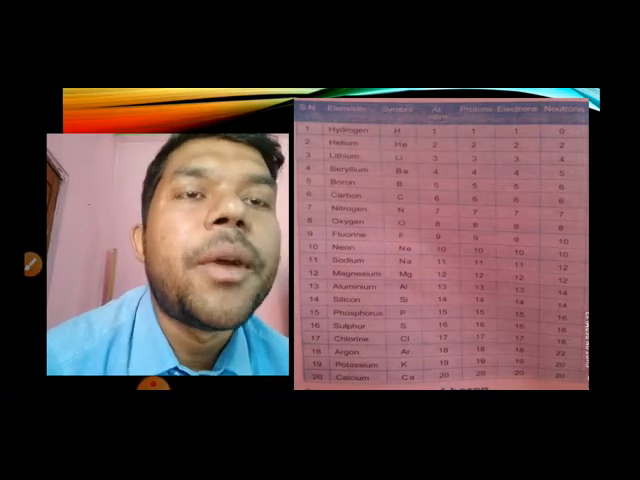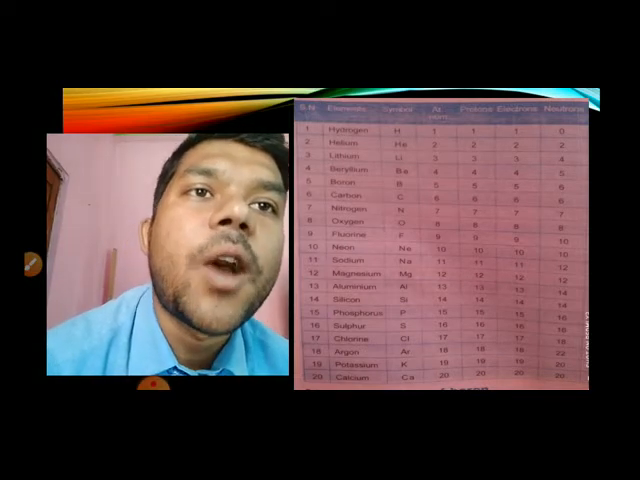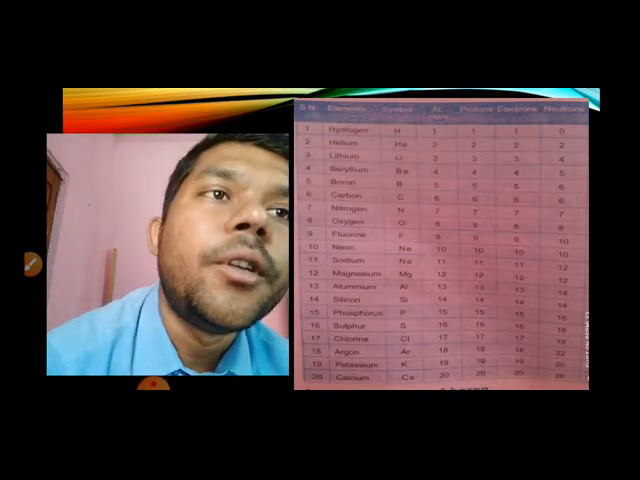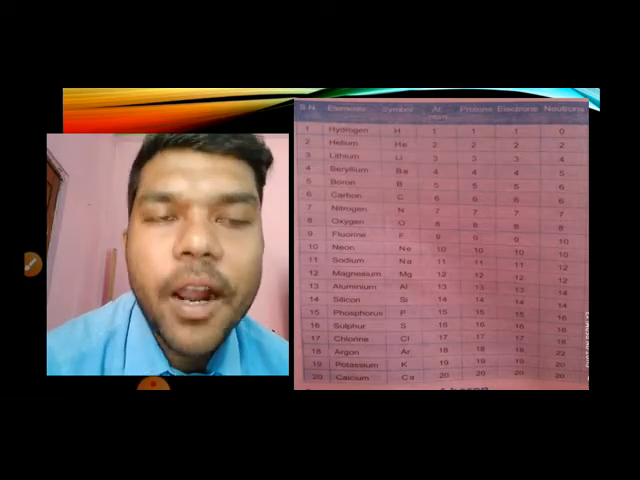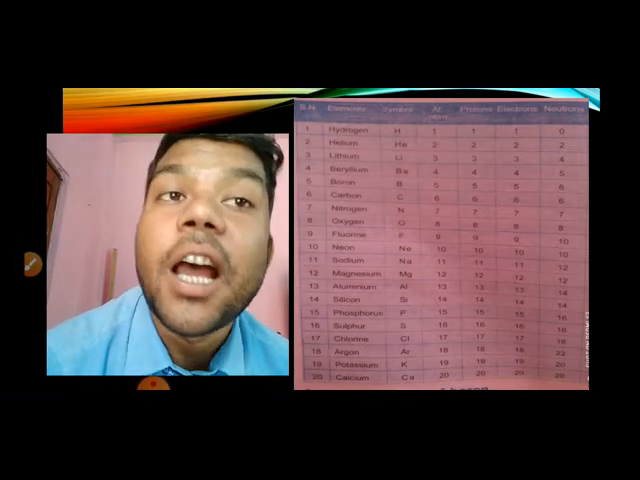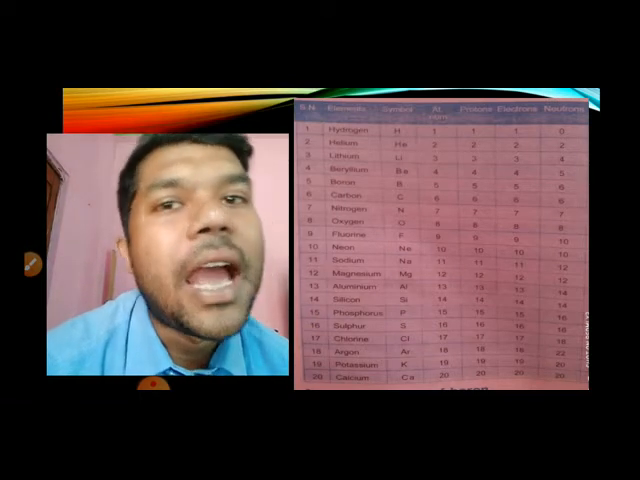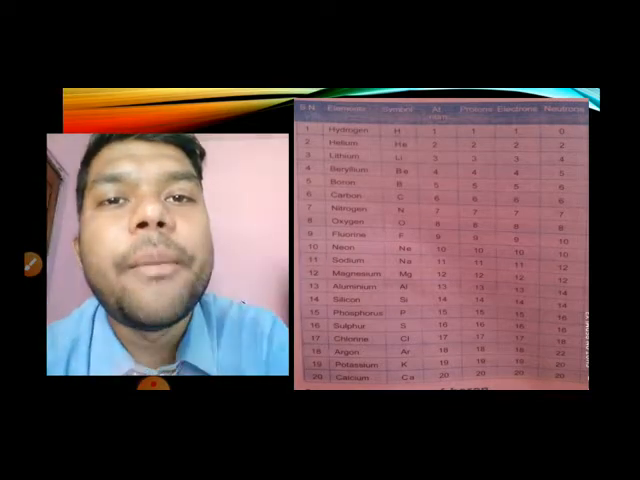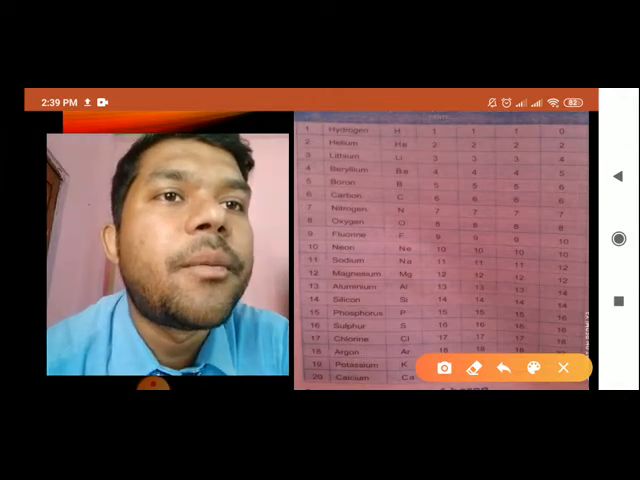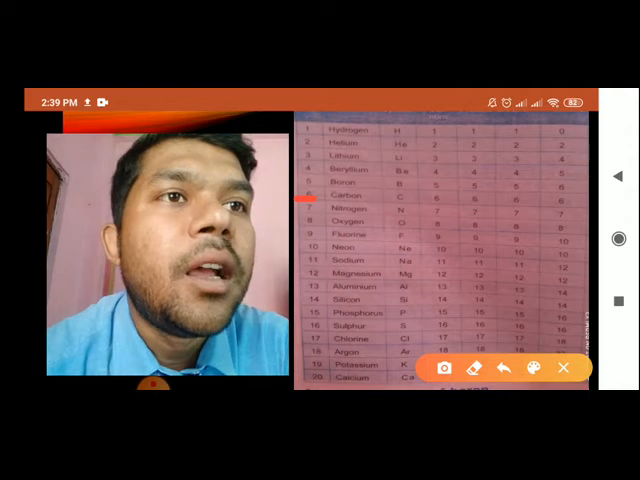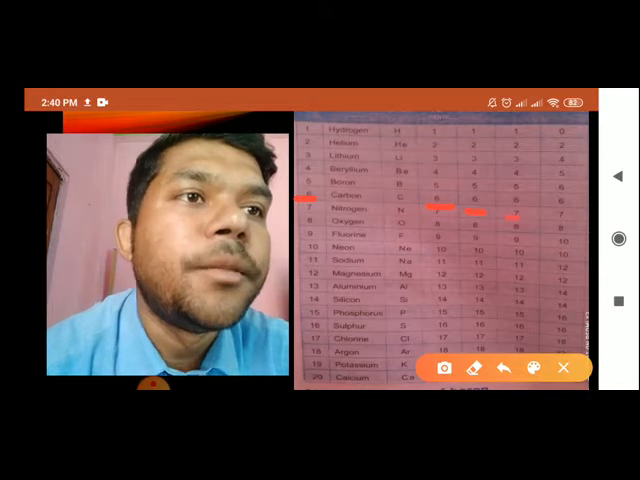Next you can see atomic number. Atomic number is equal to serial number. Atomic number of hydrogen is 1, serial number 1, and the number of protons is also 1. That means atomic number, serial number, number of protons and number of electrons are always equal. Like in hydrogen, serial number 1, atomic number 1, proton 1, and electron 1. In the same way for every element you can see the same. Talking about carbon, serial number 6, atomic number 6, number of protons 6, number of electrons 6.